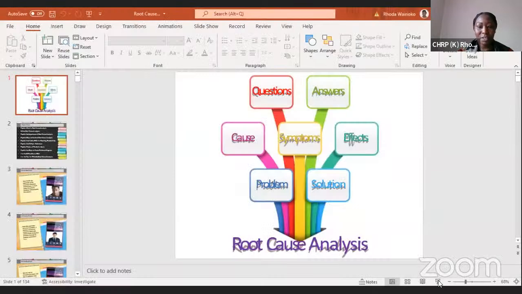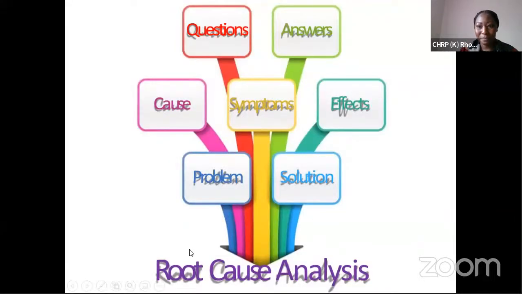As you do that, I'll also share my screen, so let me hear from you as I share this. Then you can confirm when you're able to see my screen on the other side. Root cause analysis, what comes to your mind? Anyone?